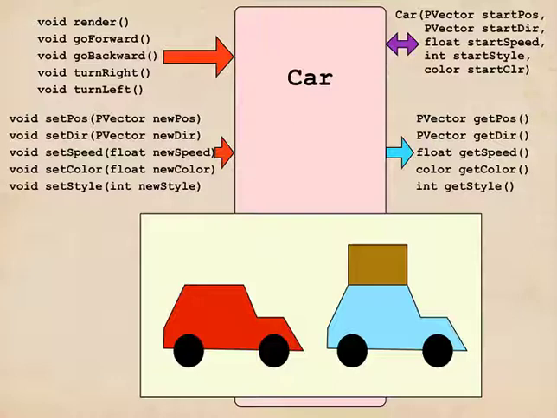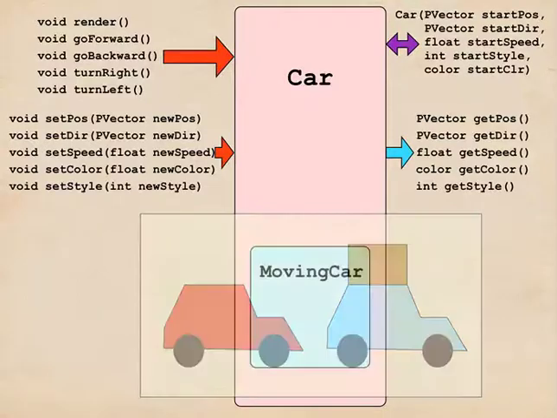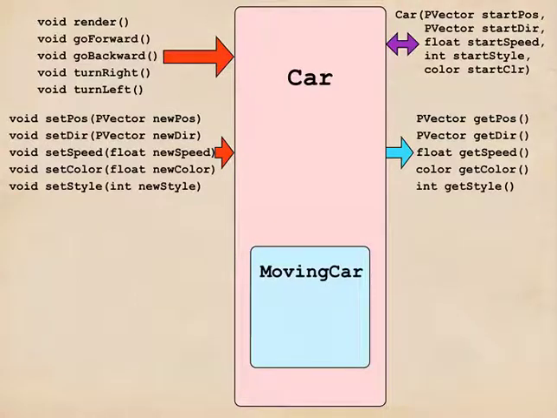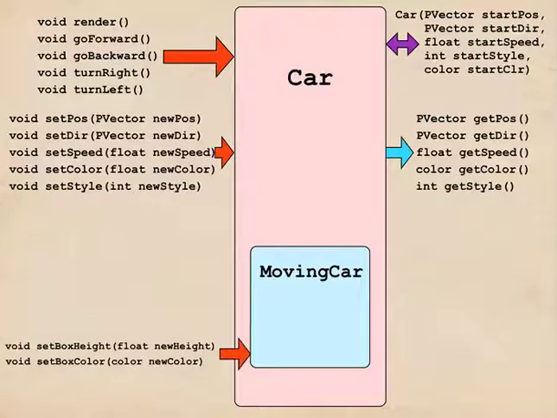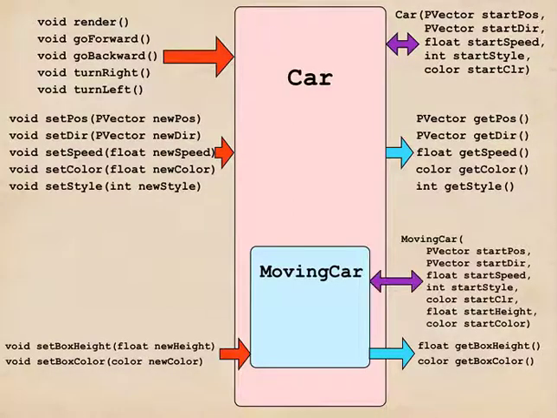So a moving car is just a car, but it has two new variables, a color for the color of the box and a float for the height of the box. We might now draw things this way. Because we have two new instance variables, we'll write a couple of new setters and getters for those variables. Because this is a new class, we'll need to give it a new constructor as well. The constructor takes all the same arguments as a car, but it also accepts a starting height and color for the moving box on the roof. We'll dig into the mechanics for this in a moment, but I want you to get the general idea.